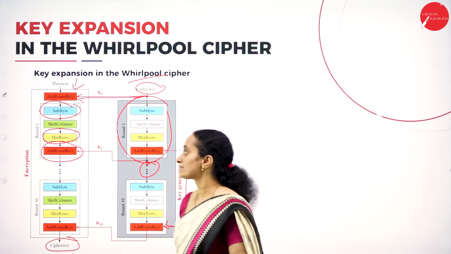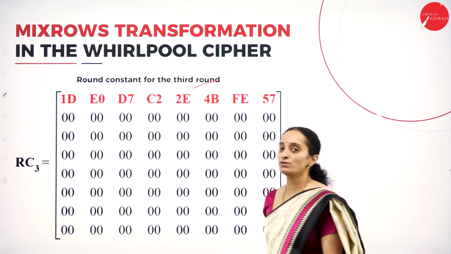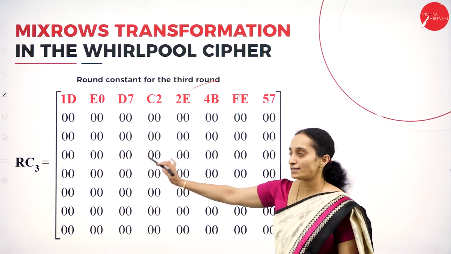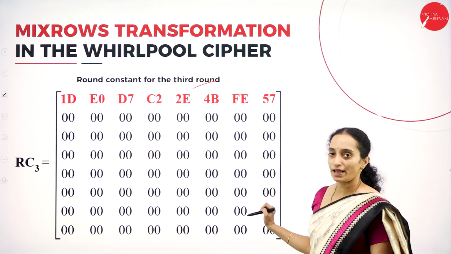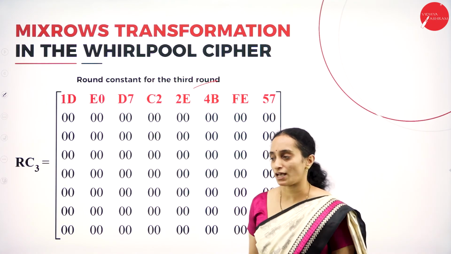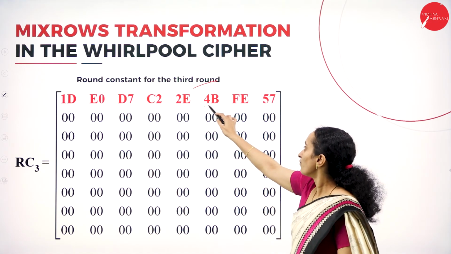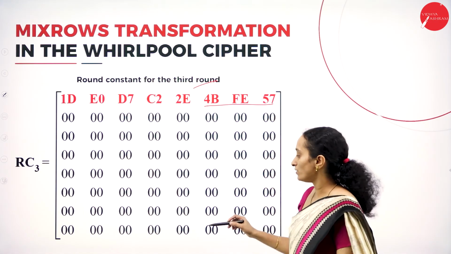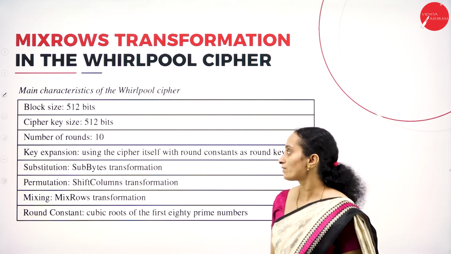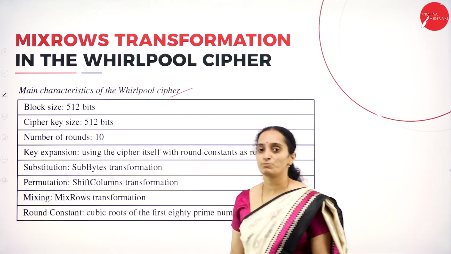Okay, so we have the round constant that can be used for the third round. So use the third matrix RC3 which will be applied with the same AES cipher method with the Whirlpool cipher which has this constant. You can observe that only the first row has the values. All the remaining rows will be considered as 0.